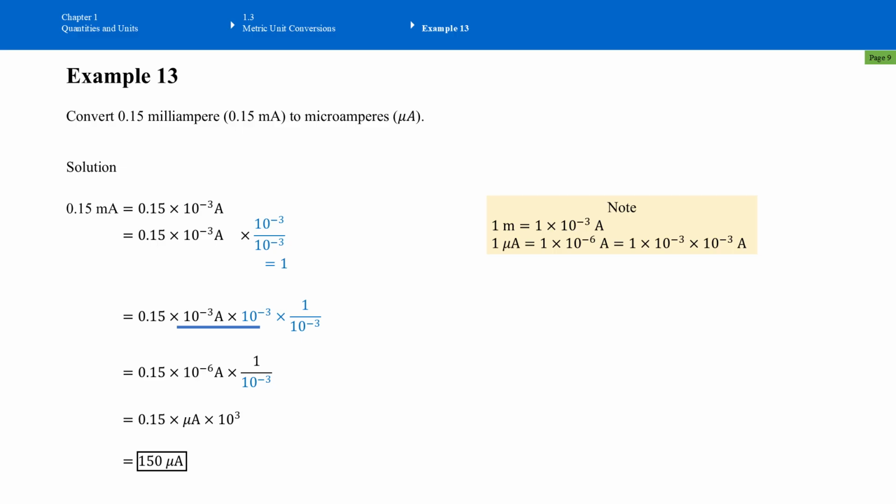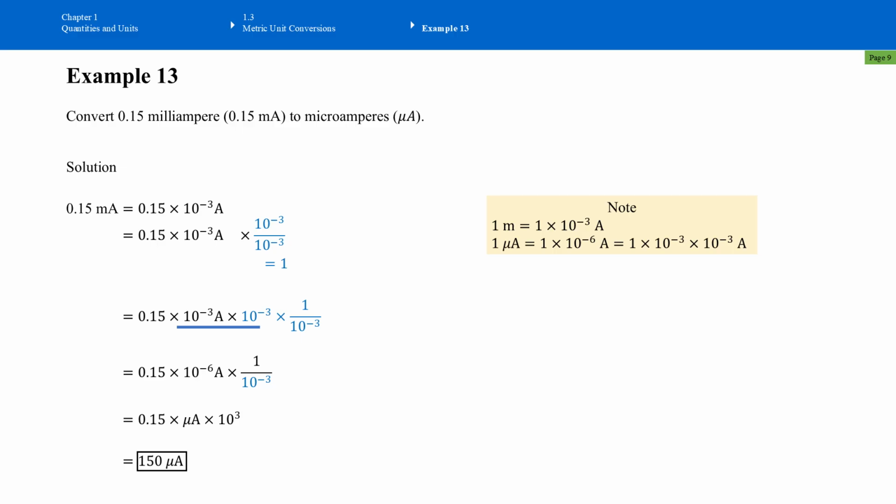The goal is to convert from milliamps to microamps. A microamp is 10 to the minus 6. In order to get 10 to the minus 6 from 10 to the minus 3, you can multiply by another 10 to the minus 3. So 10 to the minus 3 times 10 to the minus 3 equals 10 to the negative 6, which is the micro. However, you cannot just multiply this number to the original value. You need to multiply, but also divide, which means you multiply by 1.